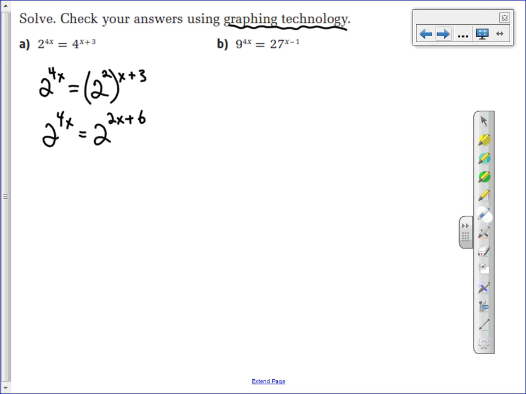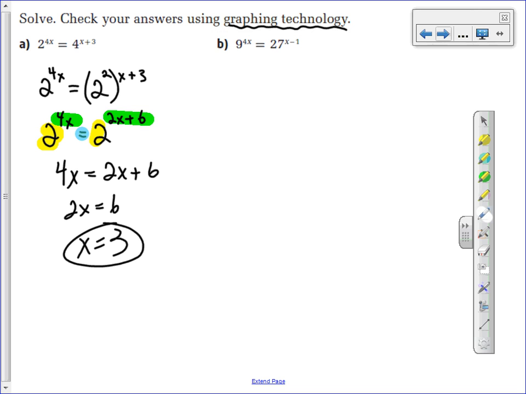And then here's your logic. If the bases are the same and they equal one another, then the powers must also equal. So in the next step, we're not getting rid of anything. We're just saying logically that the powers must equal one another. And then when we solve for x, we find the answer is 3. When you graph these two expressions, they will intersect at 3. And that's the basic lesson.